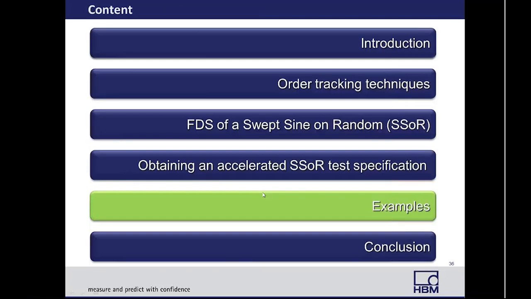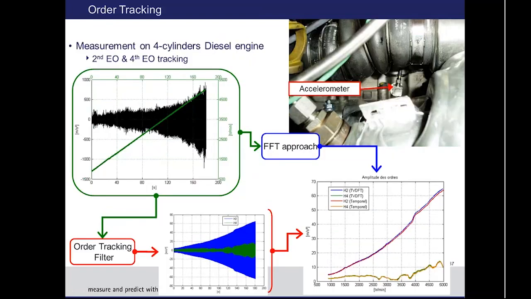Right, some examples. I'm about to show an example made at PSA, Peugeot Citroën. Measurements were made on a 4-cylinder diesel engine. The vibrations were measured on the cylinder head during engine run-up with the engine at full load. Only the vertical axis of the engine is considered here. It's the piston axis, right?